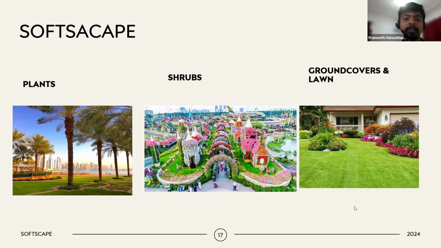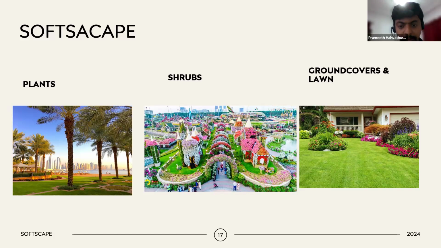This is for the softscape. We are using shrubs. You can see in the Miracle Garden, everything is landscape. Everything is softscape and hardscape with the irrigation. And the ground covers and lawns here, you can see. The grass area, ground covers, shrubs, flowers, everything is under softscape.